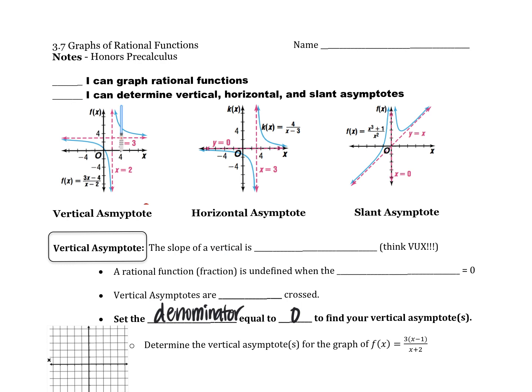The slope of a vertical asymptote, if something's vertical, the slope would be undefined. A rational function is undefined when, just like Ritzy said, the denominator is 0. These vertical asymptotes, like you said, Beck, will I ever cross it? I'm going to get really close to it, but I'm never going to cross it. So we never cross those.